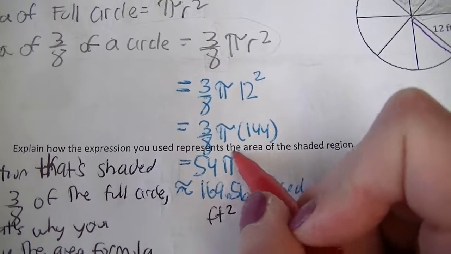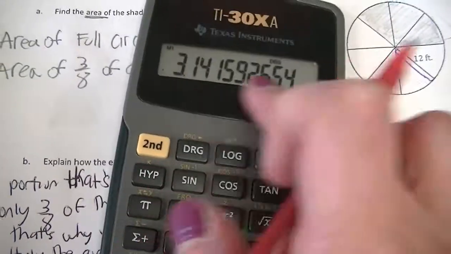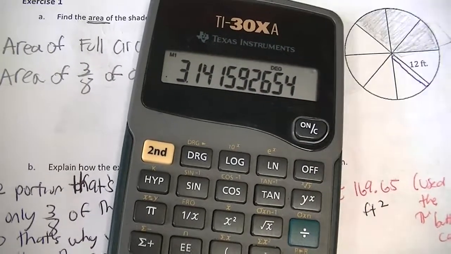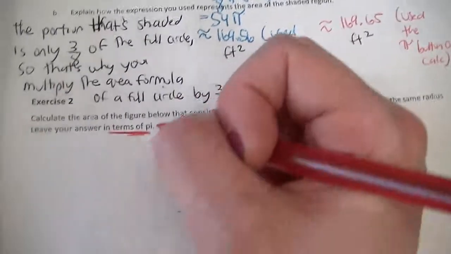You take 54 times the real pi, okay? On your calculator, that's not the real pi, because see how your calculator stops? Pi goes on forever with no pattern. It's an irrational number. So anyway, leave your answer in terms of pi.